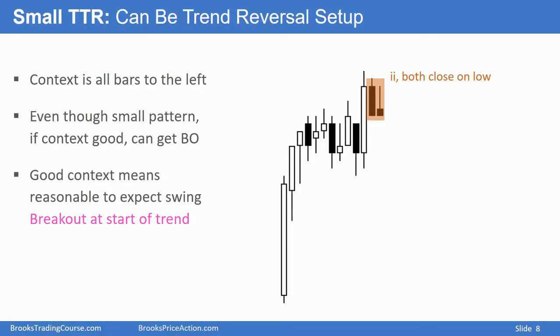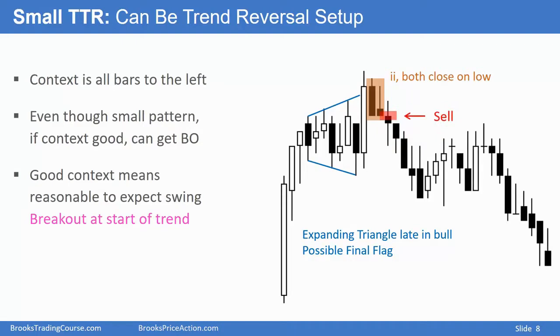And when I talk about good context, I mean the bars to the left make it reasonable to expect a swing up or down. For example, what's the context here? We have a bull trend, but the bull trend went sideways and formed an expanding triangle. Low, low, lower, and then a series of higher highs. And we broke above it, and the breakout might be failing. Both II bars are closing on their lows. This is a reasonable sell setup, looking for some kind of a swing down. So you sell with a stop just below the low of that second inside bar.